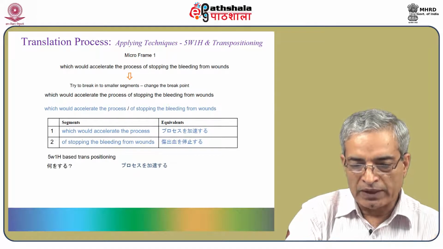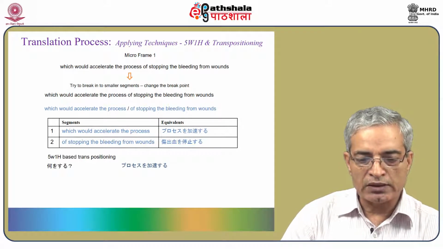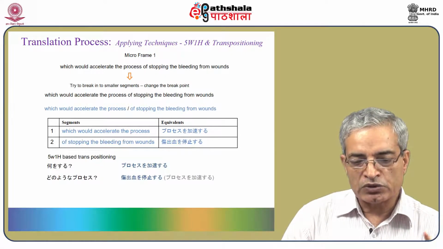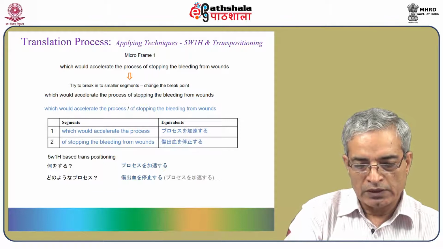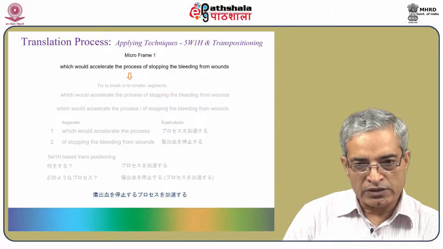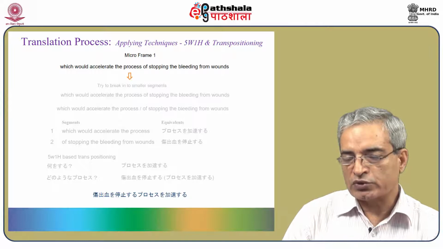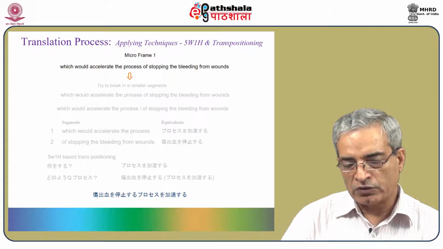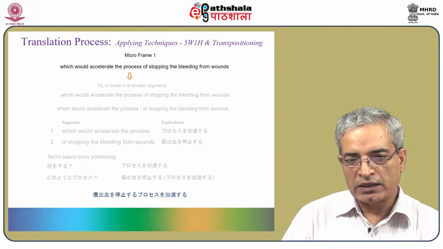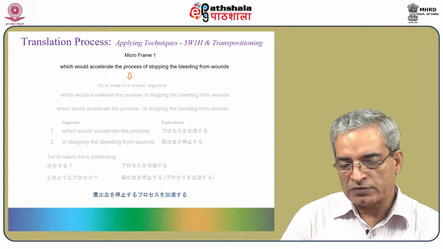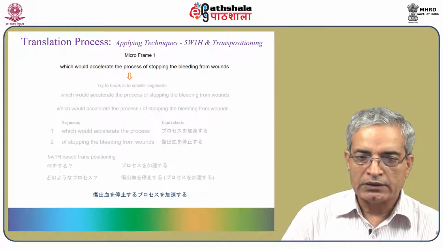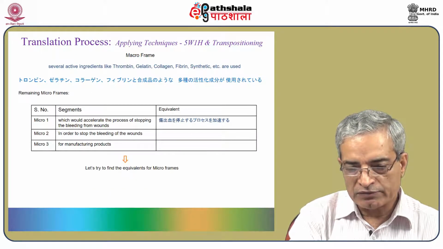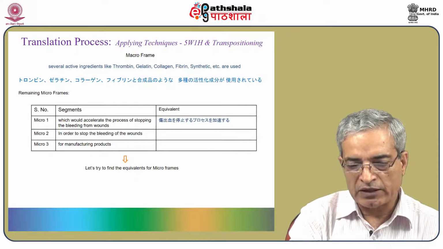Now if we apply the 5W1H based transpositioning, nani o suru, process o kasokusuru, and dono yona process, kizu shukketsu o teishisuru, and the equivalent comes again the same, kizu shukketsu o teishisuru process o kasokusuru. In this particular case, where exactly you should break between segment 1 and segment 2 has not made much difference, but you have to do it in a pragmatic manner. It should not change the sense. So we have covered the first microframe. Let's now see the second microframe.